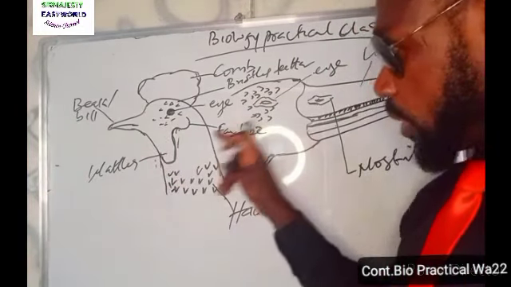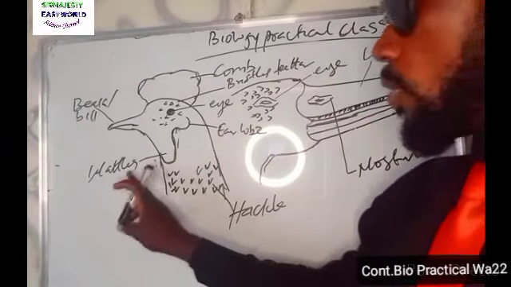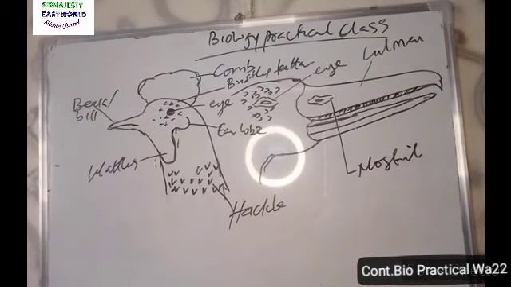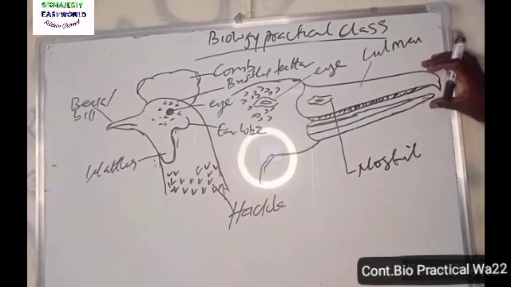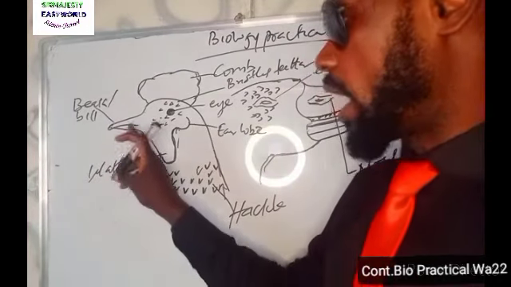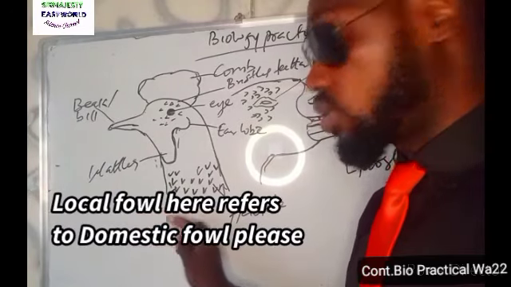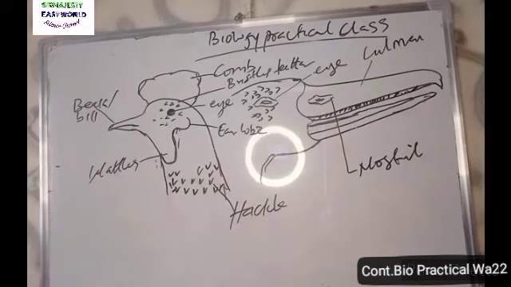Then here you say presence of earlobe, absence of earlobe in duck; presence of wattles in local fowl, absence of wattle in the duck head. Then long beak, then short strong beak. Like I told you, for local fowl we use SSS, short strong straight, but this one is broad, flattened and a bit curved.